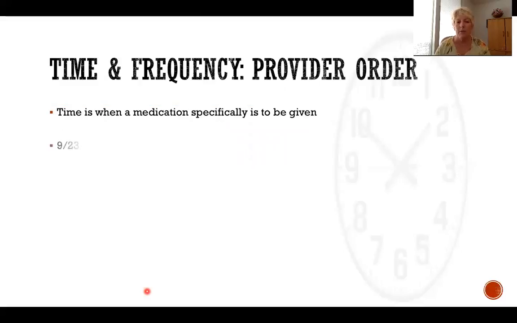Here is an example of what that would look like. Give 1 gram of Ancef at 2 p.m. You can receive an order like this, but this is not typical and is not required. You do need the time at which the order was written, and you need the date, but not the time the medication specifically needs to be given.